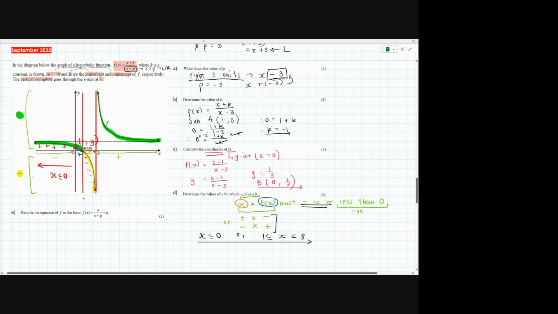So everywhere between this x value here at 1 and this x value here at 3 will now be a product that is negative. Now, I can't include 3 because it's an asymptote, but I can include 1 because remember it said less than or equal to 0. At 1, A is at 1, 0. So it is then equal to 0 there, and I can include that. But I can't include 3 because this is an asymptote. Never include your asymptotes. Your graph doesn't exist there.